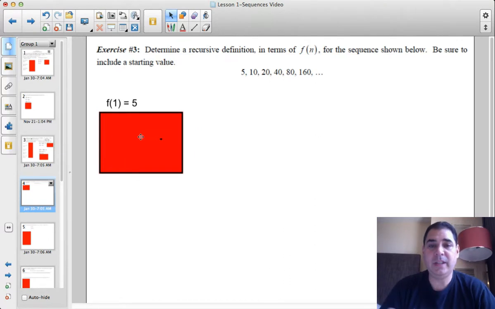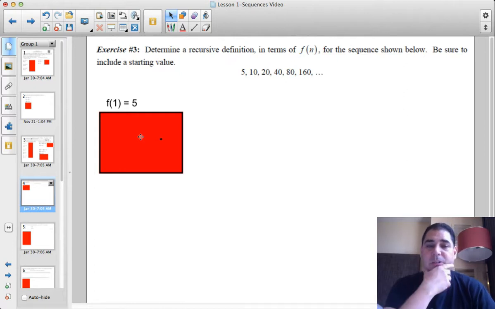Now what do you do to get to the next number? Now you can't add 5. I mean, you could add 5 to get to 10, but what happens when you go from 10 to 20? It's got to be the same number throughout. So it's not adding 5. It's actually multiplying by 2 to get to the next number. So 5 times 2 is 10.